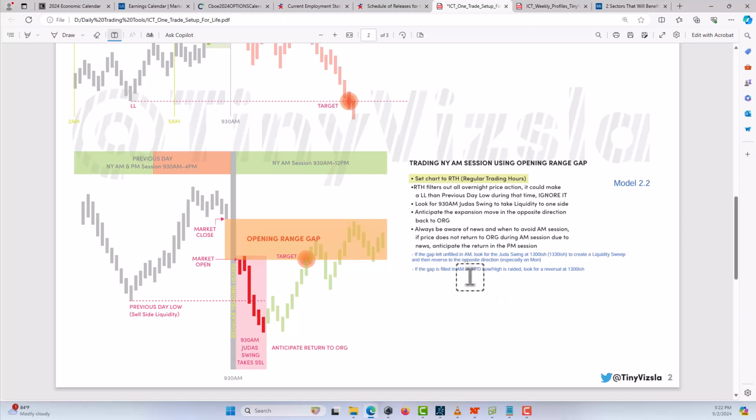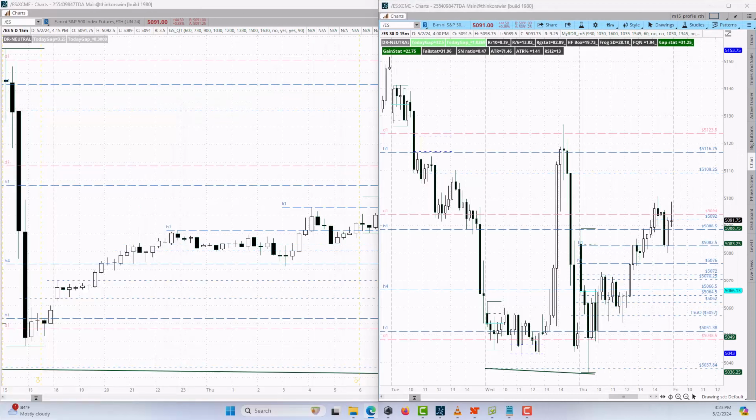So if the gap is filled in the AM, or left unfilled in the AM, then we look for the Judas swing. But if the gap filled in the AM, which is today, and the prior day low or high was raided, then look for a reversal around 1 p.m. All right, that exactly happened today.